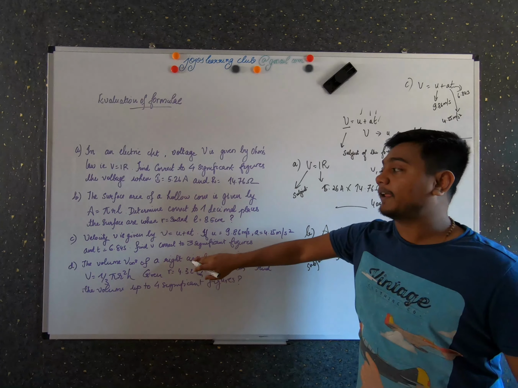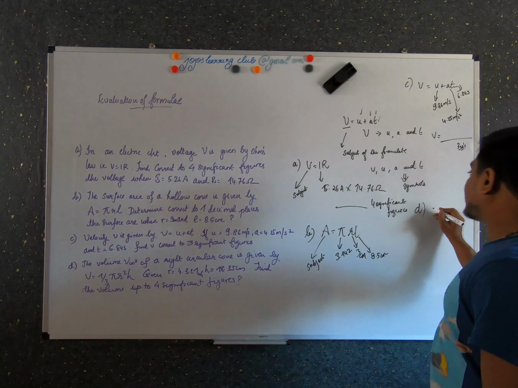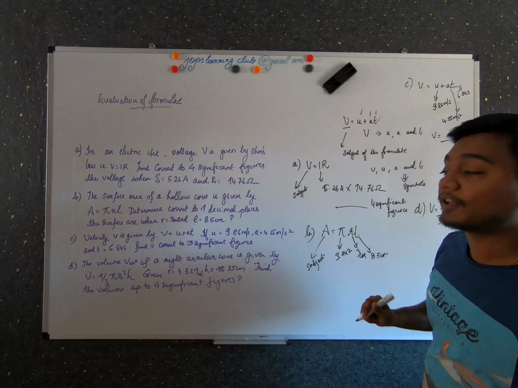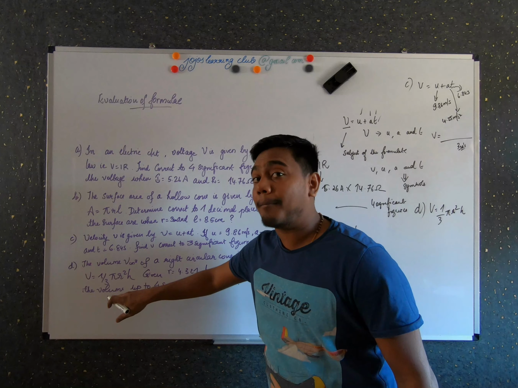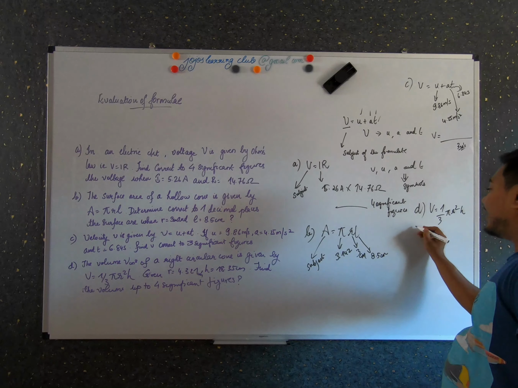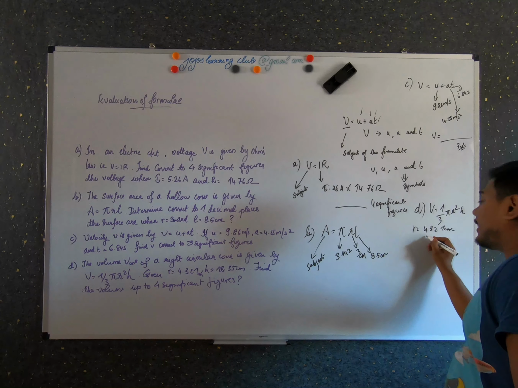And now for problem number D, the volume V of a right circular cone. So we have a right circular cone, and it is given by V is equal to 1 by 3 pi r square h. This is actually the formula for finding the volume of a right circular cone. So now what are the given conditions? Just write down the given conditions, right? The radius is 4.321 centimeter. Height is also given, which is 18.35, and pi you assume as 3.142. Just put all these values together in the formula to find the subject of the formula.